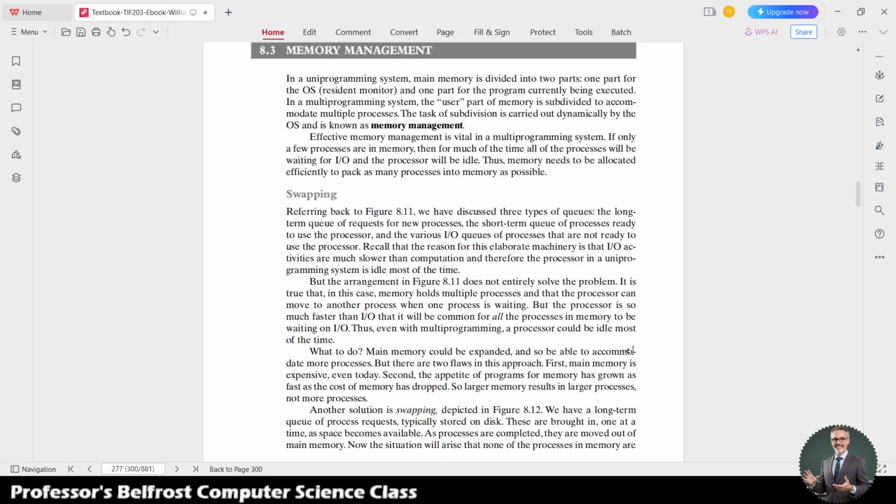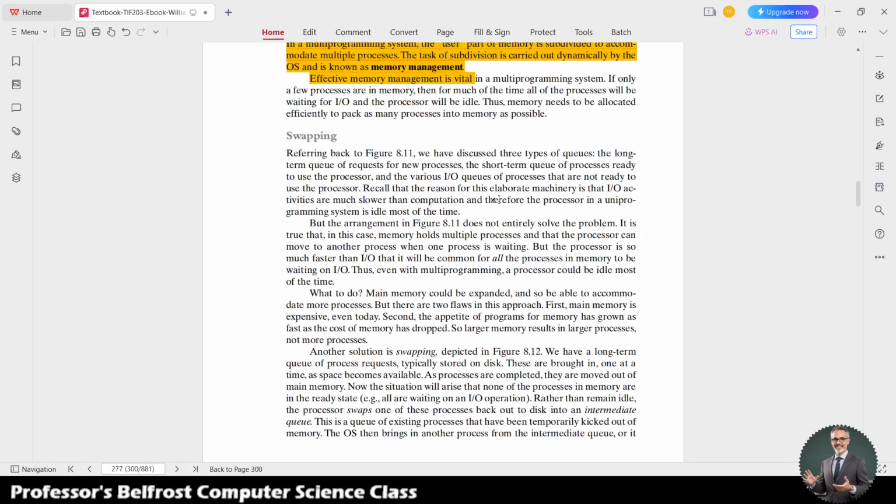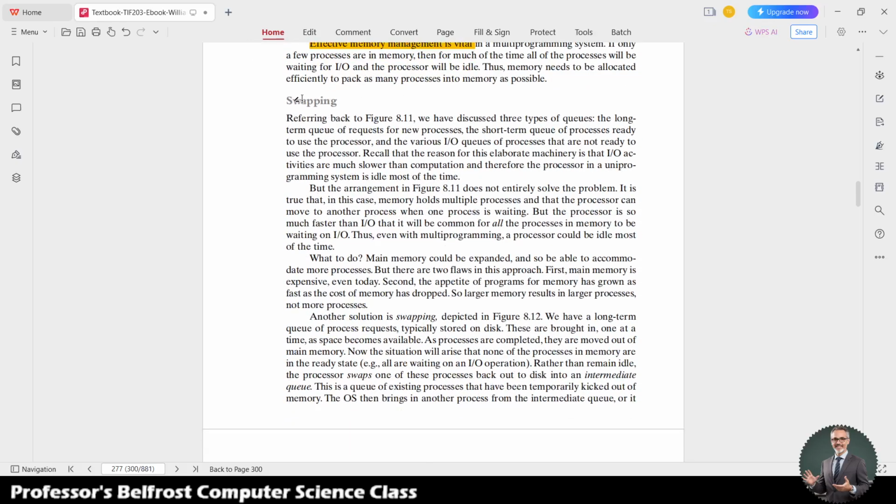Now we'll discuss a little about memory management. Actually, this is a dedicated discussion, but I'll keep it short. This subdivision task is called memory management in the OS. First we have something called swapping.